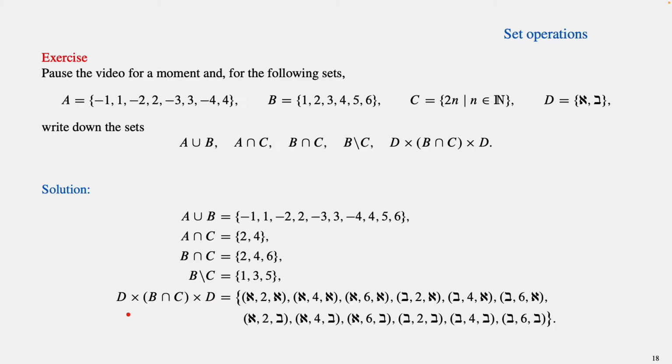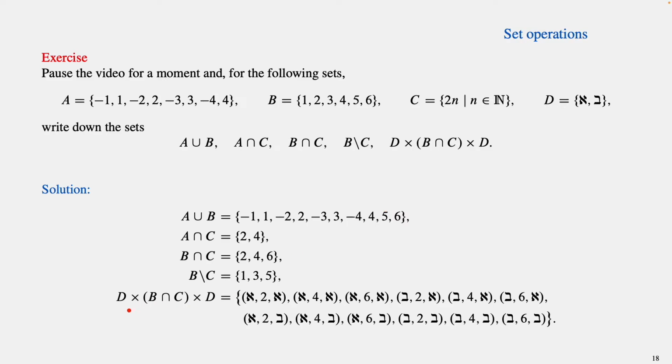Now the last one, that's a bit of work. So we have a Cartesian product of 3 sets. The first entry taken from the set D, so it has to be one of these two symbols here, Aleph or Bet. The second entry taken from B intersection C, so it has to be one of these 3 numbers, 2, 4, and 6. And now the third entry is again taken from this set D with Aleph and Bet in it.